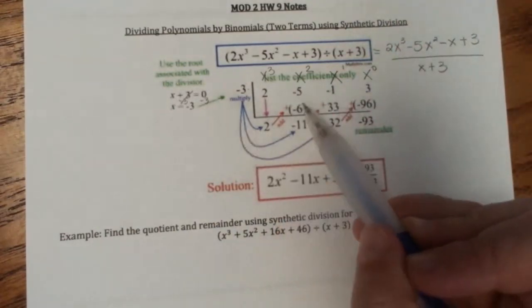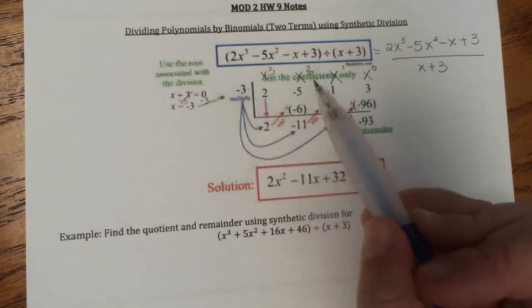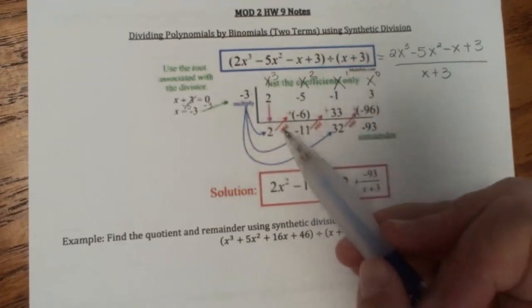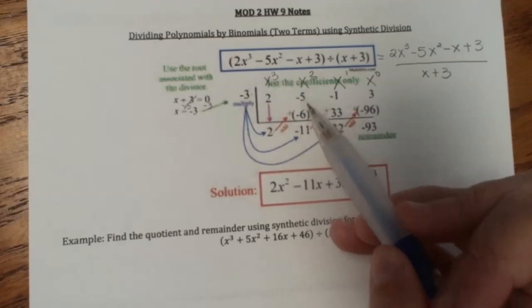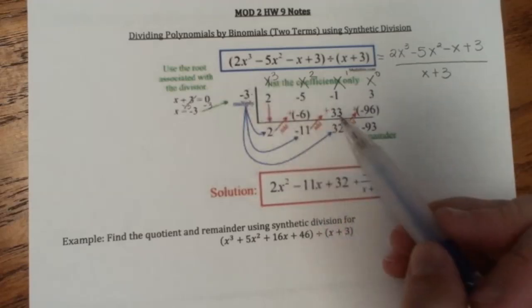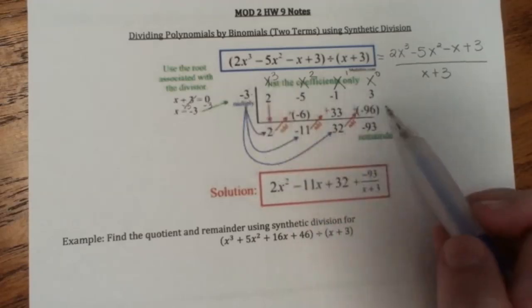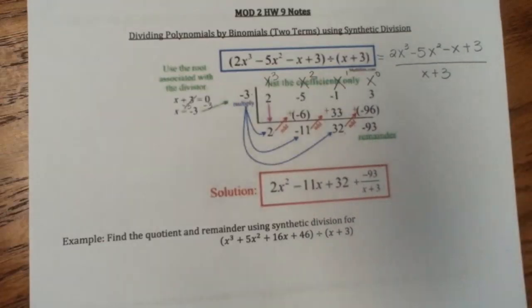Notice you multiplied up by the divisor, then you added down. Multiplied up, add down. So we start at 2, multiplied up by -3, added down. Multiplied up by -3, added down. Multiplied up by -3, adding down.